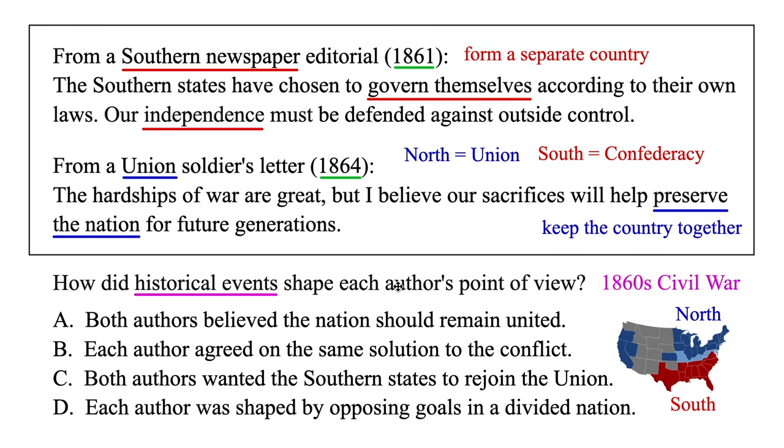Okay, so what is each author's point of view? Well, the second one wants to keep the country together. The first one wants to form a separate country, and those are definitely opposite goals, separate and together. But the last one did talk about that. Each author was shaped by opposing goals in a divided nation. So D, this is the correct option, based on the historical events of the Civil War.